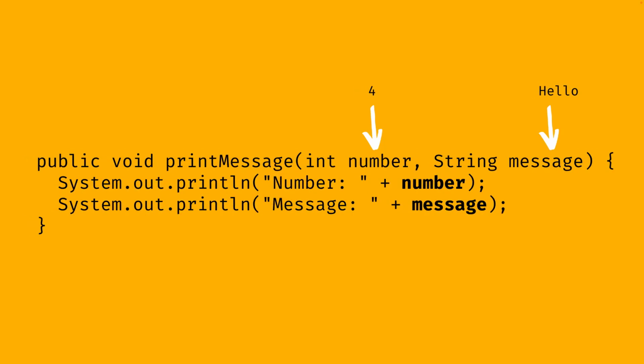These arguments will be assigned to the input parameters number and message respectively. And we can use them in the method to perform a task. So let's say we call it with the arguments four and hello. Then the variable values will be four and hello. So within the method, when we're talking about number, the value will now be four. In the method, when we're talking about the message, the value will now be hello.